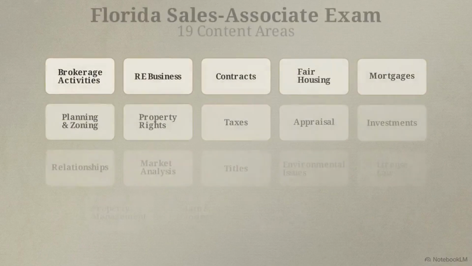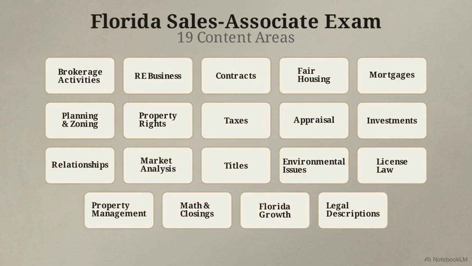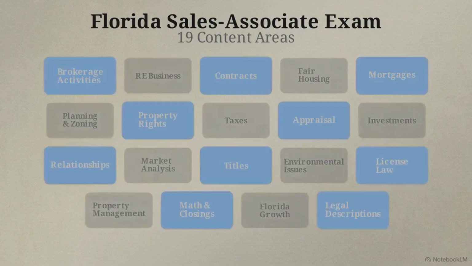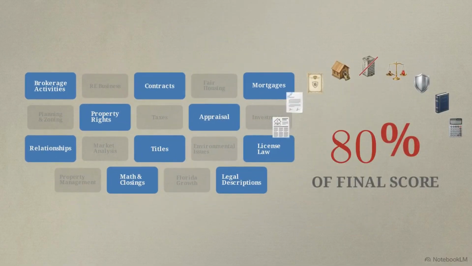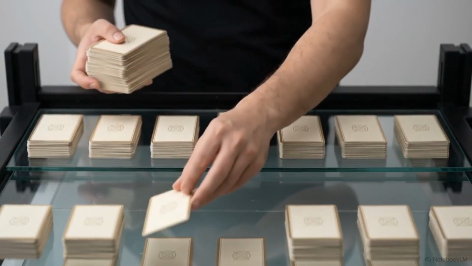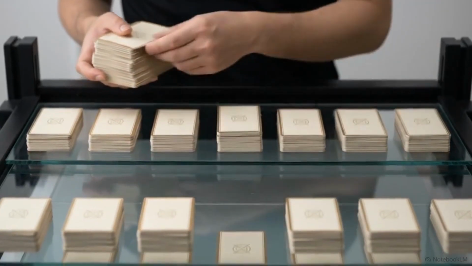This diagram maps out the Florida Sales Associate exam. There are 19 content areas, but they are not weighted equally. Isolate just 10 of these subjects and they may account for 80% of your final score. That uneven distribution exposes a severe flaw in how most people prepare.